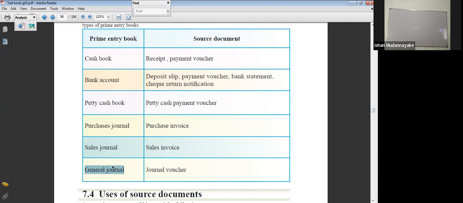In that document, we have entered the double entry. In the journal voucher, we have included the double entry, with some details regarding it. Before recording a transaction in the general journal, we need to prepare a journal voucher, and we need to get permission from someone else to pass that double entry in the general journal.